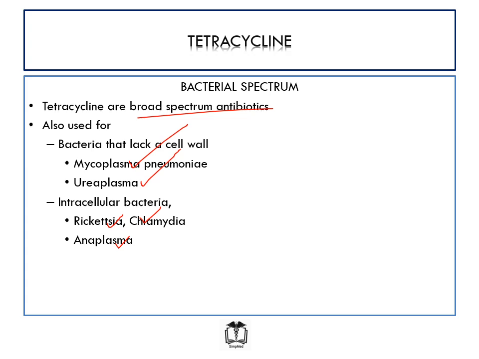So most of the other organisms that I mentioned, though tetracyclines could cover for them, it's broad spectrum. In terms of the modern world, we prefer using safer antibiotics like penicillins and cephalosporins, and we just save tetracyclines for the more difficult ones, the more difficult bacteria like the ones that lack a cell wall and the ones that are found intracellularly.